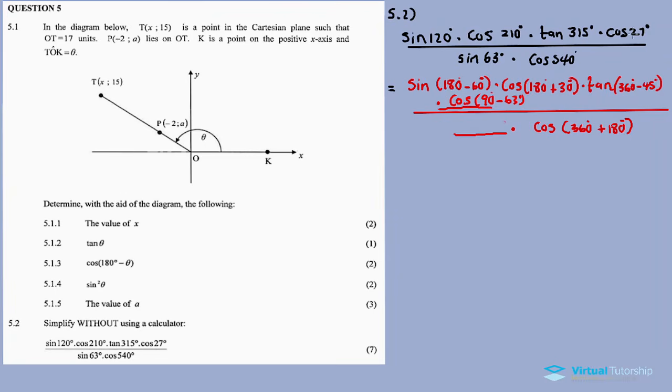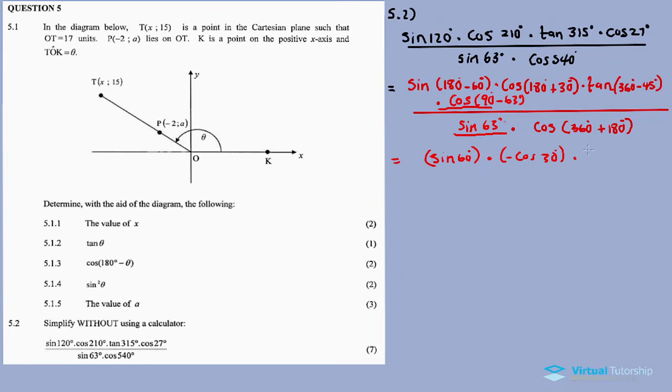Ngifuna ukuthi this one ifane na this one so that they cancel each other out. So sine 63 degrees. Then we simplify ke manje. Lana kuyoba positive sine 60 degrees, since usine second quadrant to positive, and then this one yoba negative cos 30 degrees.